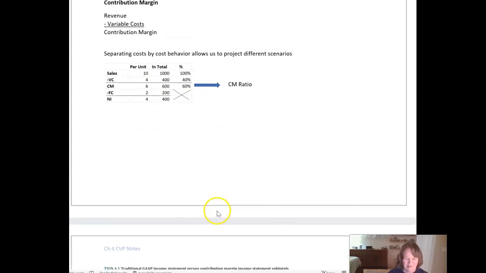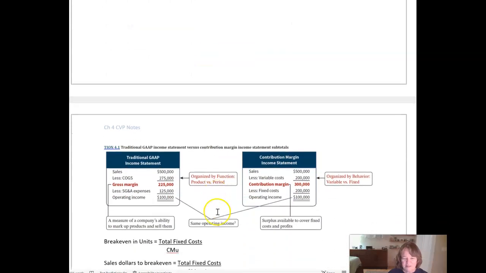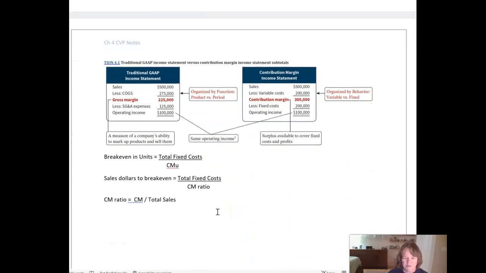Okay, what else do I have over here? Oh, a couple nice things are in the book. This is one of their charts. We've got a nice chart for traditional versus a contribution margin income statement. And the thing to remember, we've got gross margin, contribution margin. This is organized by function, so we've got product costs up at the top, period costs below. This is what a formal financial statement would have on it.